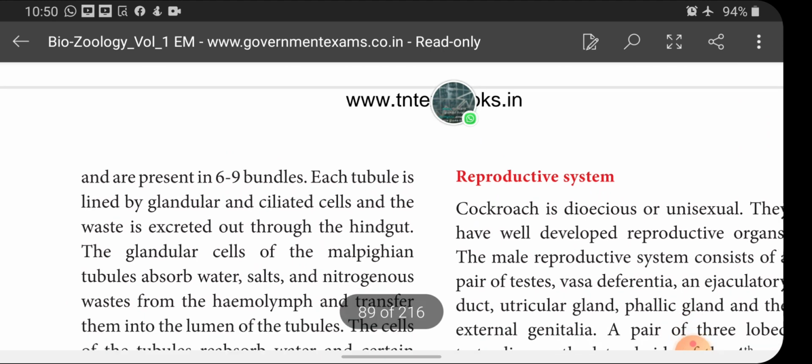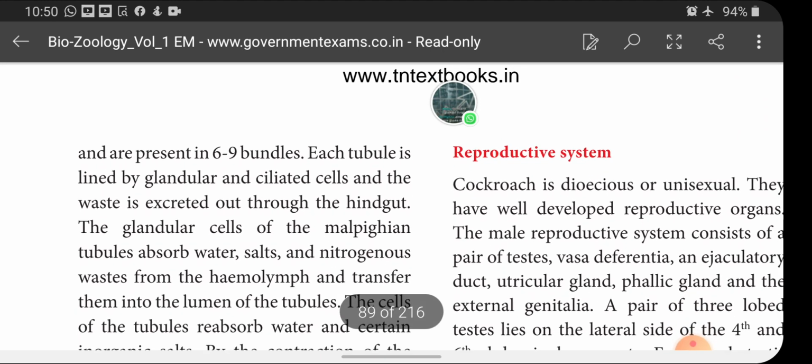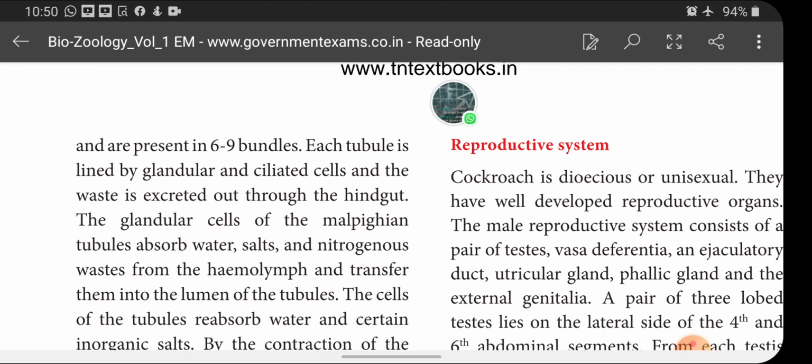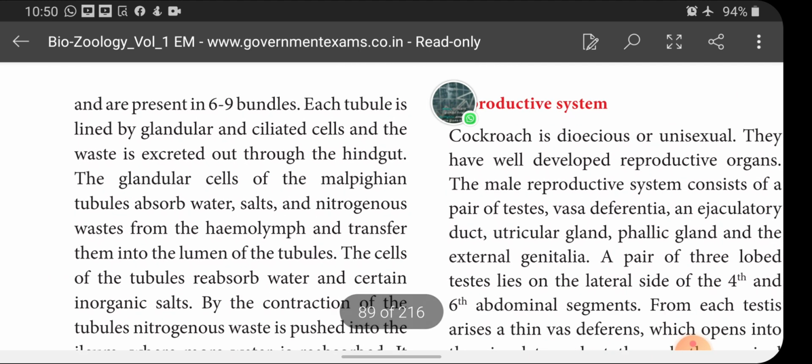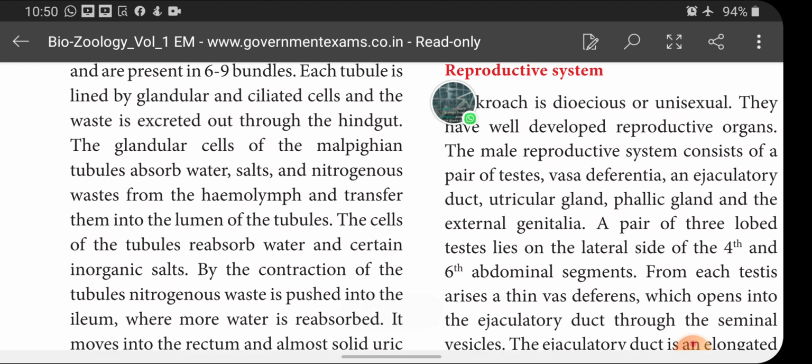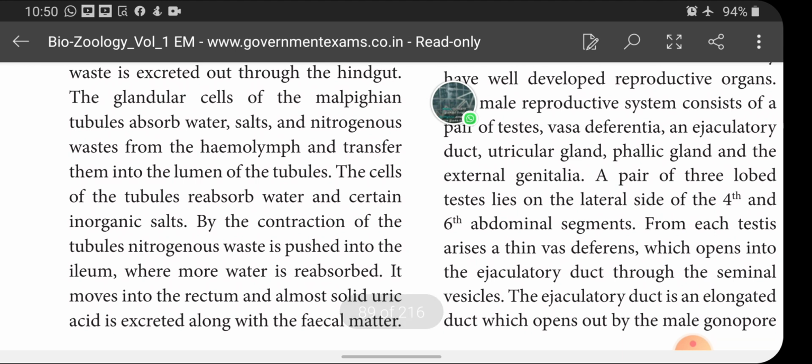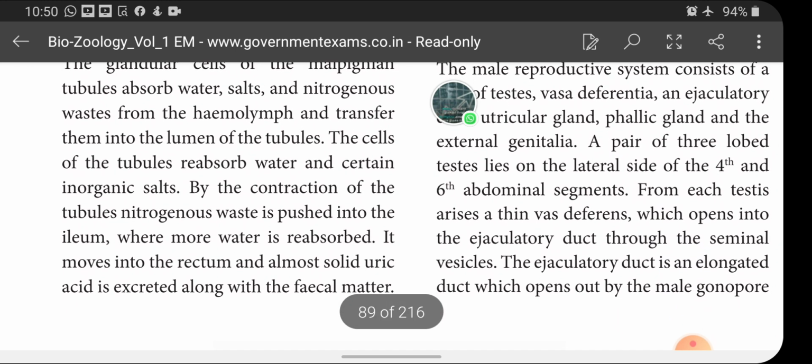The Malpighian tubules may be 100 to 150 in number and are present in 6 to 9 bundles. Each tubule is lined by glandular and ciliated cells, and the waste is excreted out through the hindgut. The glandular cells of the Malpighian tubules absorb water, salt and nitrogenous waste from the hemolymph and transfer them into the lumen of the tubules. The cells of the tubules reabsorb water and certain inorganic salts also. By the contraction of the tubules, nitrogenous waste is pushed into the ileum, where more water is reabsorbed. It moves into the rectum and almost solid uric acid is excreted along with the fecal matter.